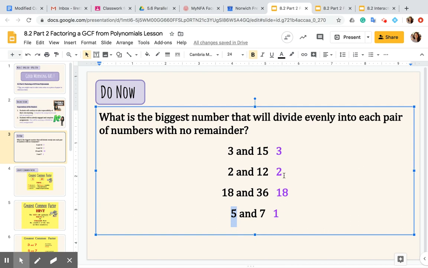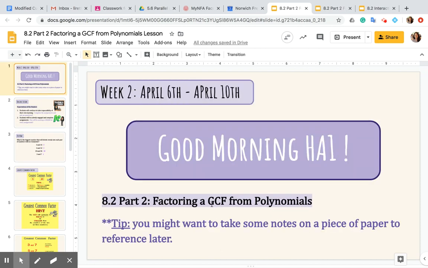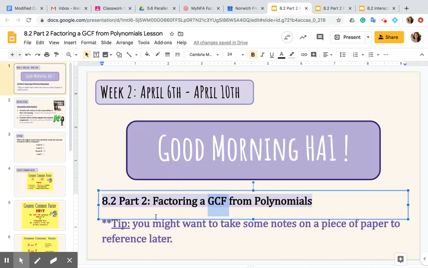Okay, so what you may notice about these answers is that for the first 3, it was actually the smallest number in that pair of numbers, right? And in the last one, instead of it being the smallest number in that pair of numbers, it was something even smaller. Okay, so today's lesson is all about something called finding a GCF and then factoring it.